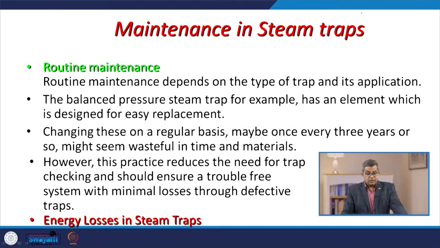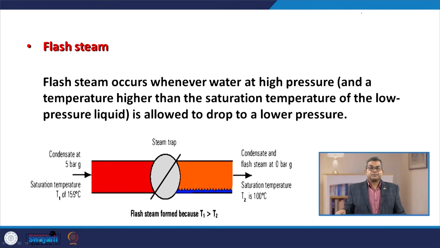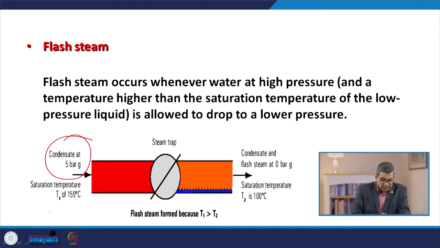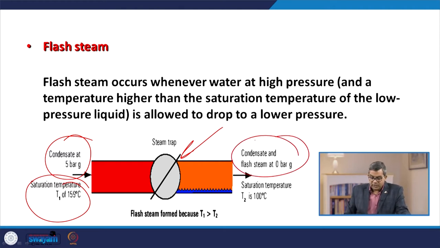through the defective traps. Apart from this, there are significant energy losses attributed to these steam traps. Now, to overcome these losses, there is a flash steam concept. This flash steam occurs whenever water at high pressure and a temperature higher than the saturation temperature of the low pressure liquid is allowed to drop to a lower pressure. Now, here you see that condensate at 5 bar and saturation temperature, say 159 degrees Celsius, is relatively higher, and this is the steam trap. So, flashing occurs and the condensate and the flash steam at 0 bar come out at the saturation temperature of 100 degrees Celsius. So, flash steam is formed because this T1 is greater than T2.